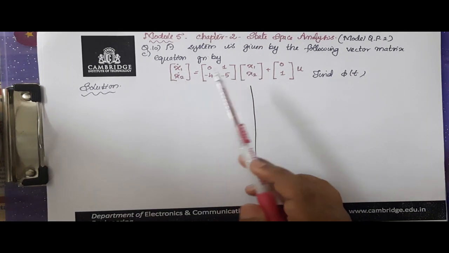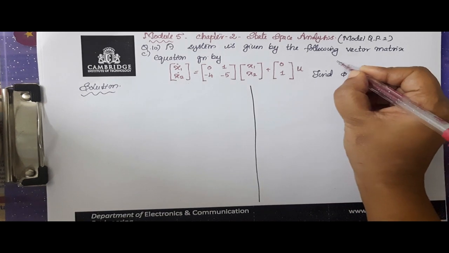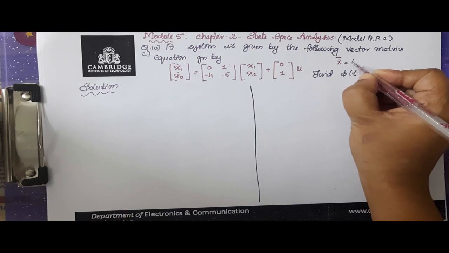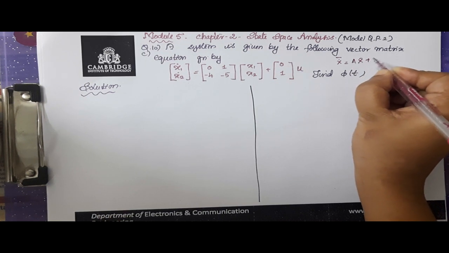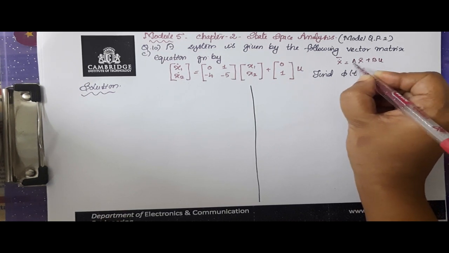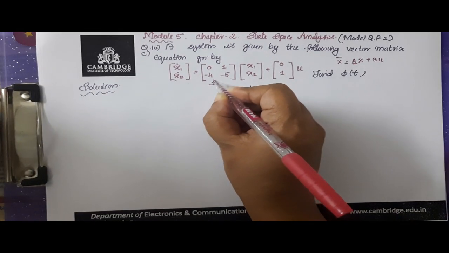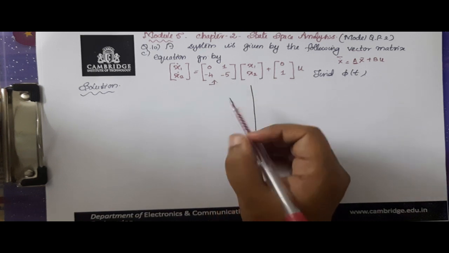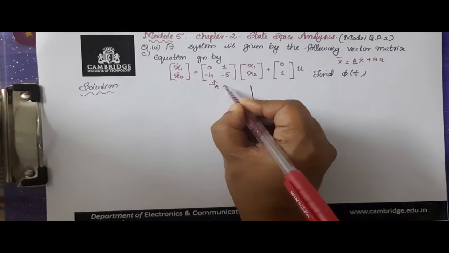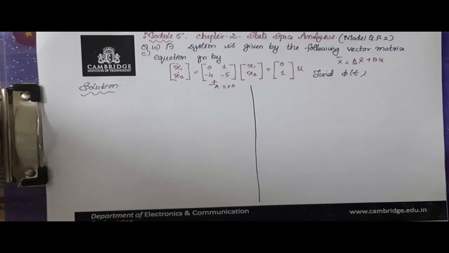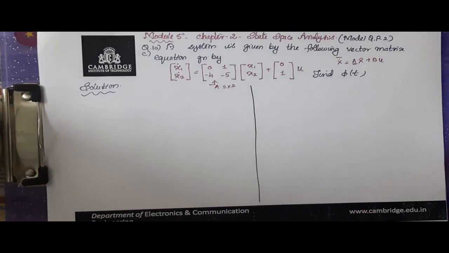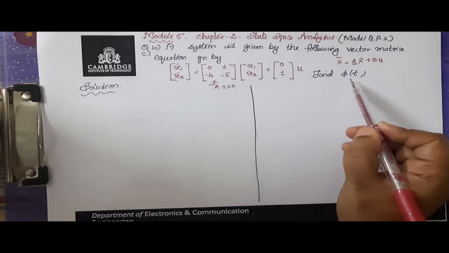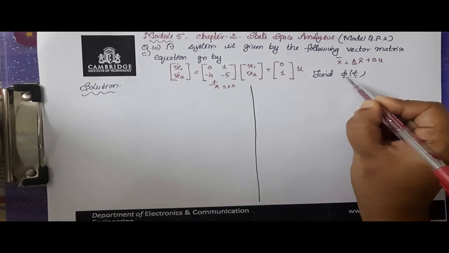and x2 dot. So you know the standard form is x dot bar is equal to A into x bar plus Bu. So the matrix A is given here as [0, 1; minus 4, minus 5], which is a 2 cross 2 matrix. And we are supposed to find phi of t, that is nothing but the state transition matrix.